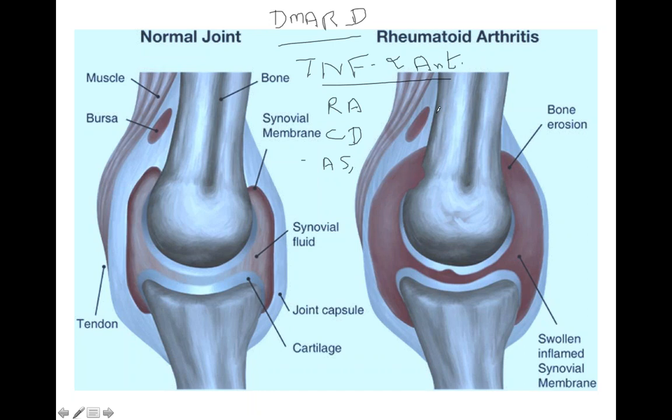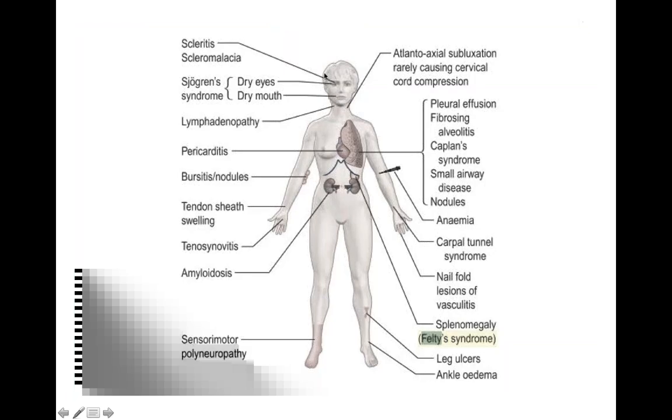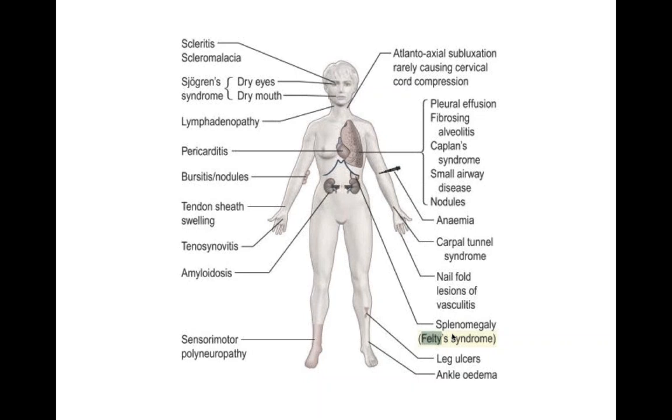Now, there are some extra-articular manifestations of rheumatoid arthritis. These questions are also being asked these days. So, as you can see, these are extra-articular manifestations of rheumatoid arthritis. It can lead to lymphadenopathy, pericarditis, bursitis, and splenomegaly, that is Felty syndrome. This thing we know: rheumatoid arthritis plus splenomegaly plus granulocytopenia is Felty syndrome. Also, the patient can have Kaplan syndrome.